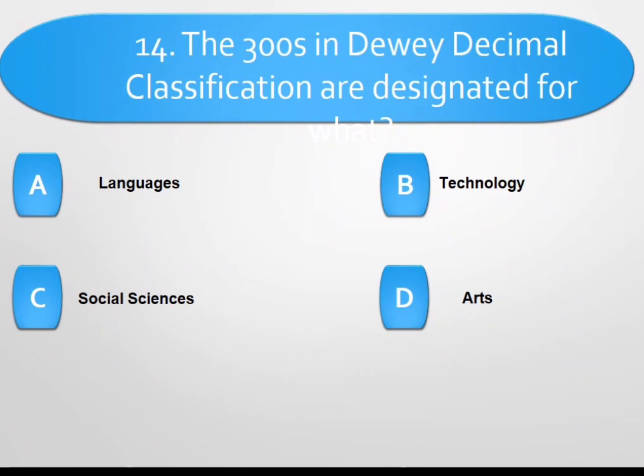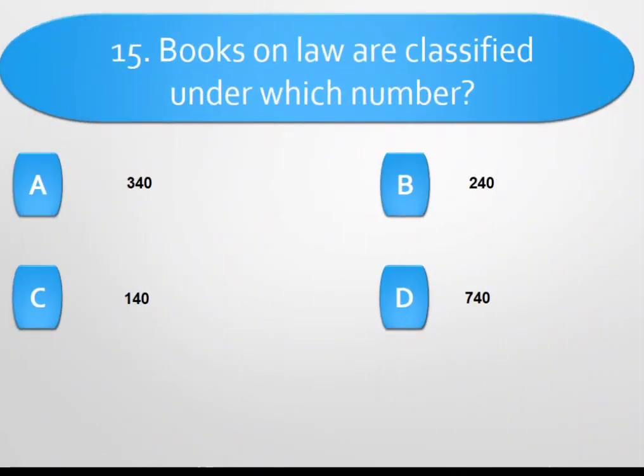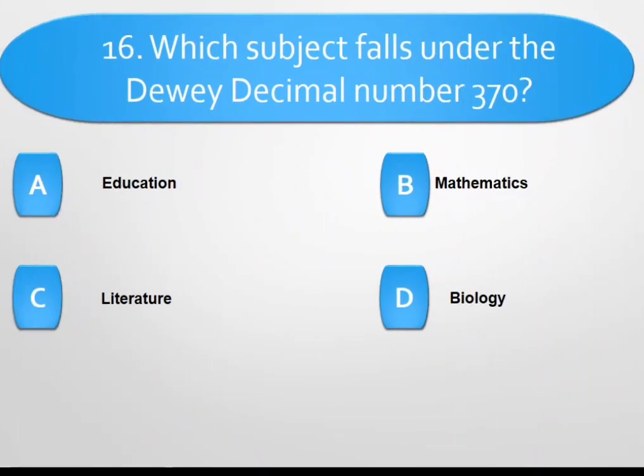The 300 in the DDC classification is assigned to which subject? The right answer is C, social science. Books on law are classified under which number? A is the right answer, 340. Which subject falls under the DDC number 370? The right answer is A, education.